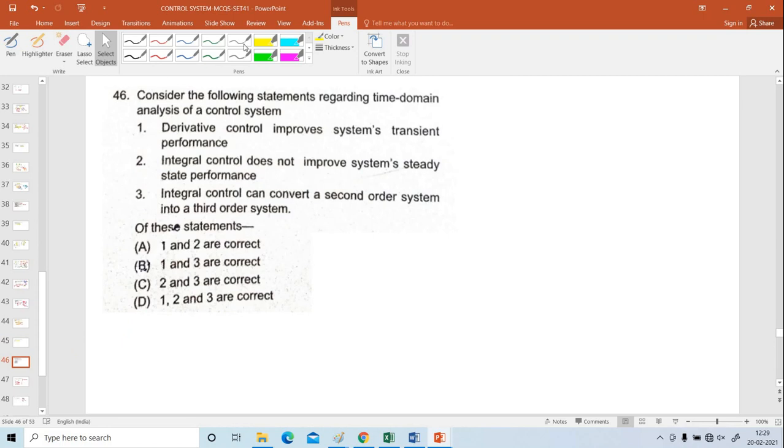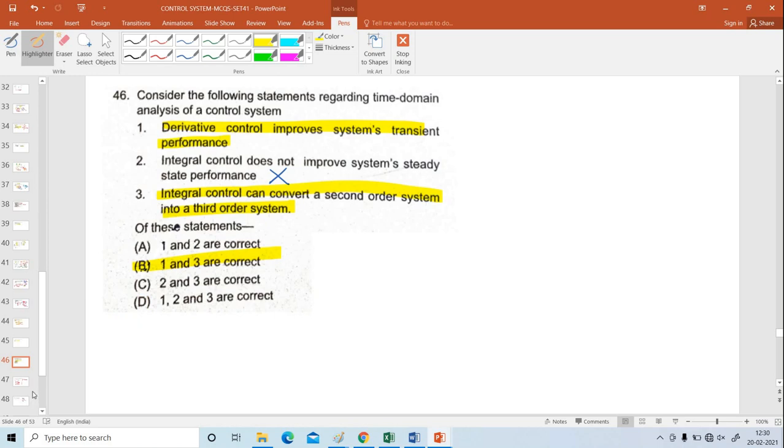Next, consider the following statements regarding time domain analysis of control systems. The first one, derivative control improves the system's transient performance. That is correct. Next, integral control does not improve system steady state performance. That is wrong, because integral control improves steady state performance. The next one, integral control can convert a second order system to a third order system. So the order is increased by using integral control. So options 1 and 3 are correct.